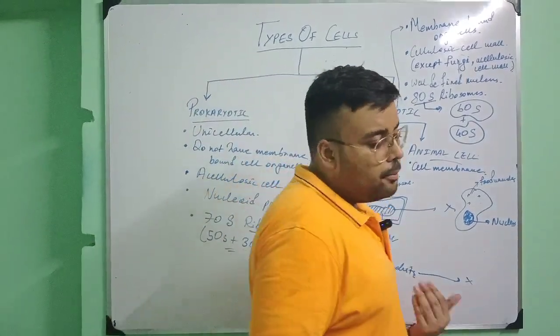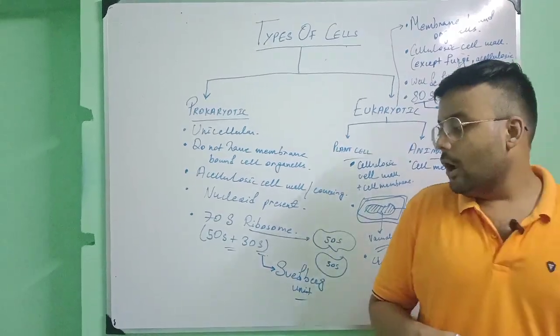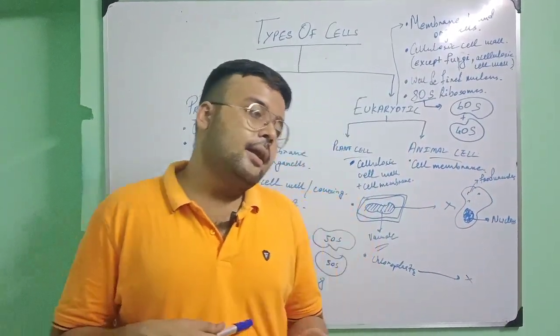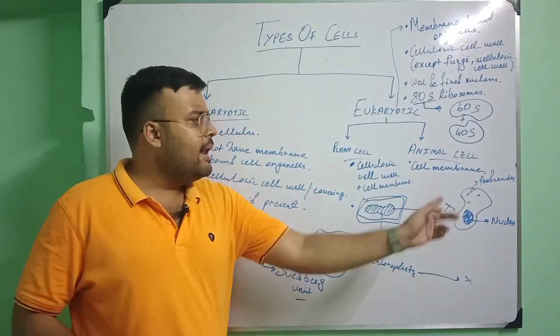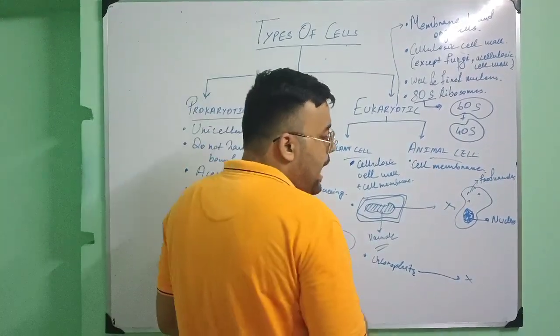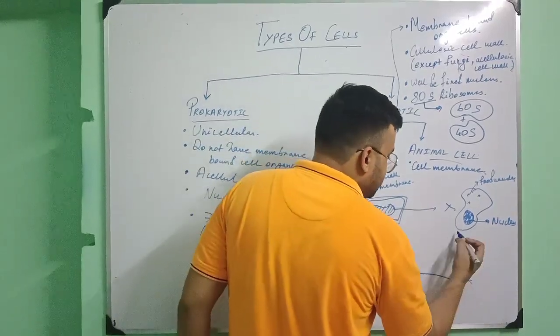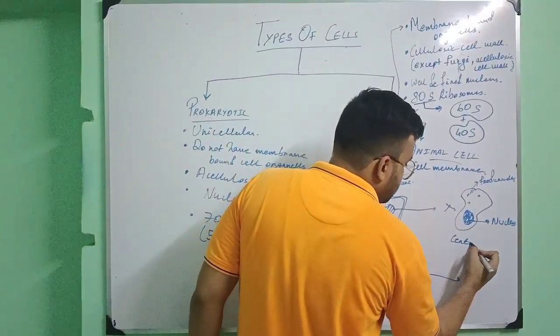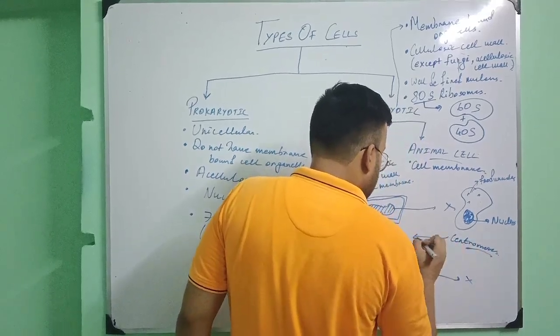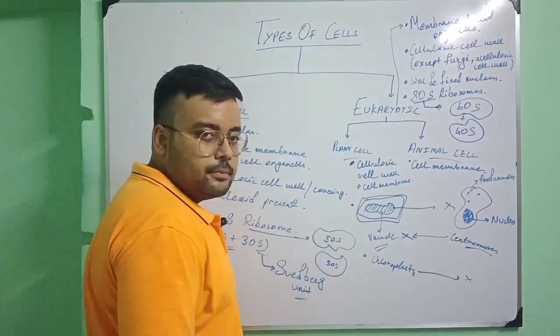Animals like us, we can't make our own food. Also, there are a few things that are solely present in an animal cell but absent in plant cell. What are those? Animal cells have centromeres. Plant cells do not have centromeres.